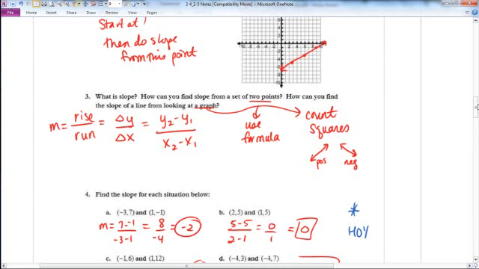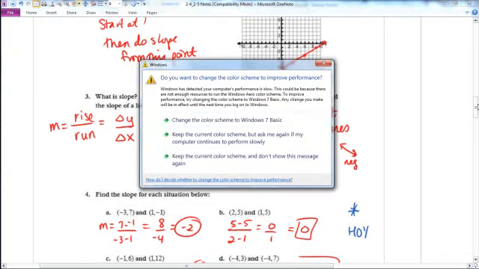Now, the order of which you use the points for subtraction doesn't matter. You can do first point minus second point, or the second point minus the first point, as long as you remain consistent.